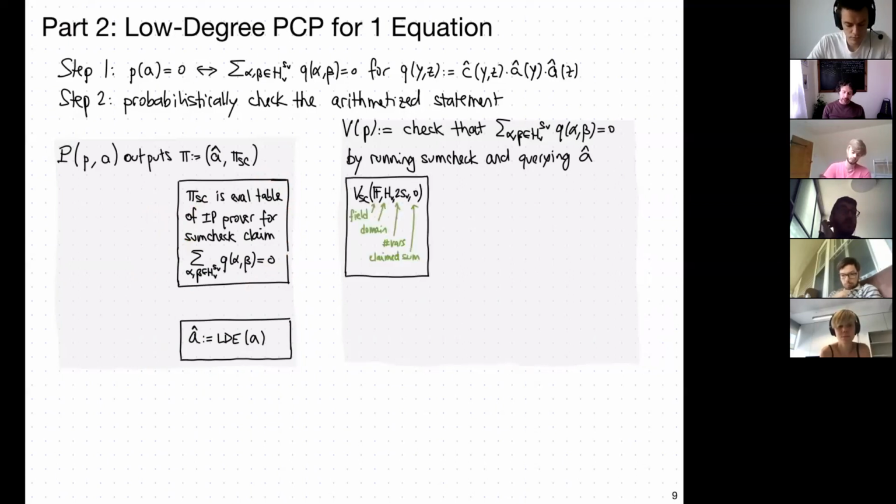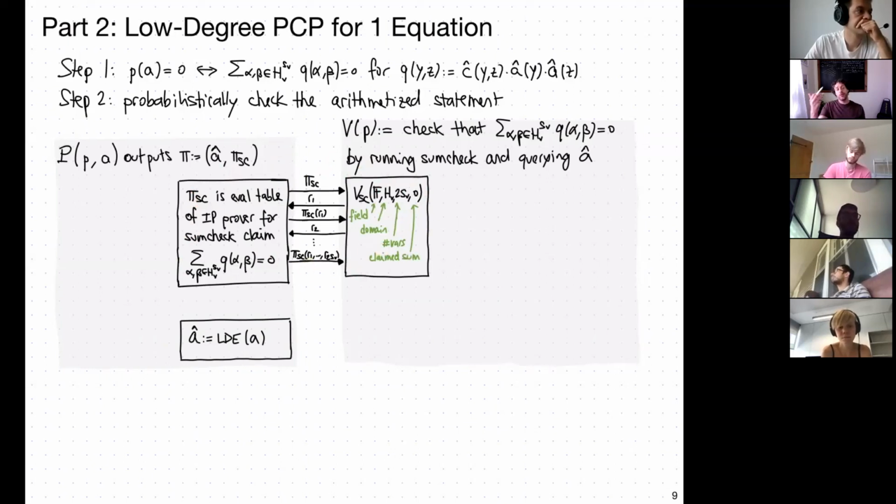And then, inside the PCP verifier, we will emulate the interactive proof sum check verifier. So this verifier gets this field F, some domain H, the number of variables, and some claimed sum, which is 0. And we'll do all of this interaction in our heads, right?